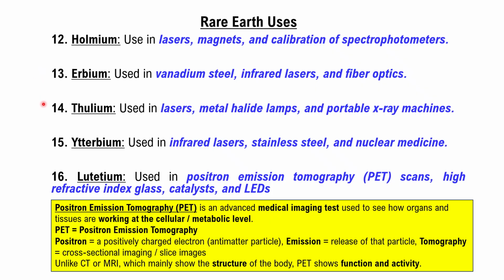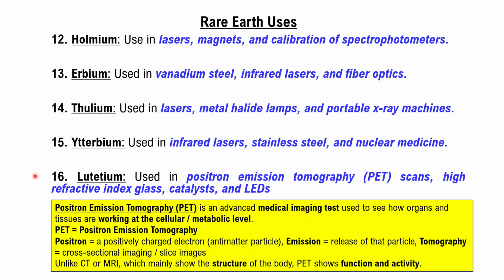This one is used in lasers, metal halide lamps, and portable X-ray machines. It is used so much in the medical field because it is used in X-ray machines. Ytterbium is used in infrared lasers, stainless steel, and nuclear medicine. Therefore, these two items are very important as far as medicine and treatment are concerned, that is, nuclear medicine and portable X-ray machines.